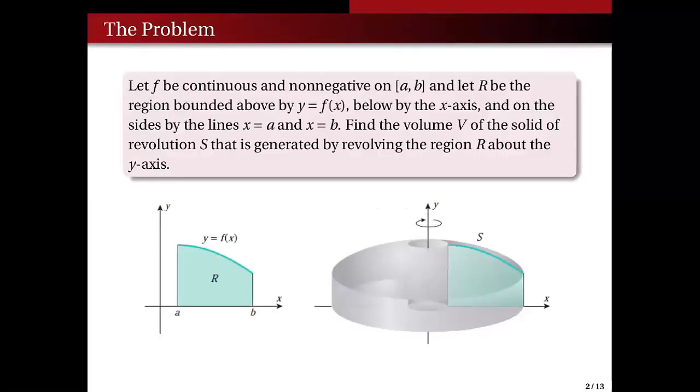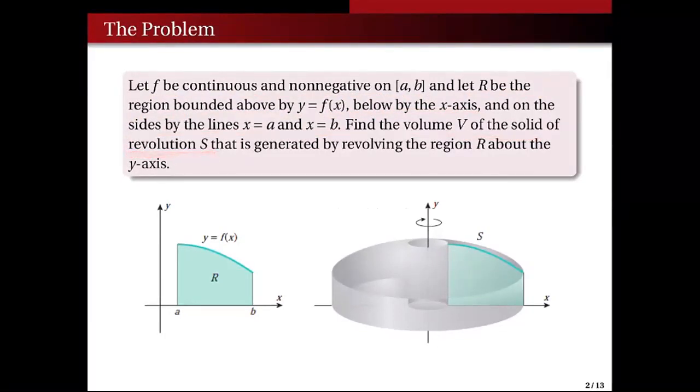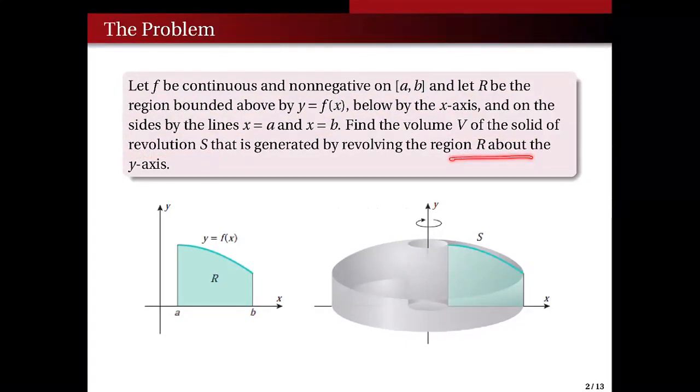So again, let us consider the volume problem. Here, we let f be a continuous and non-negative function on [a, b], and we let R be the region bounded above by the function y equals f of x, below by the x-axis, and on the sides by the lines x equals a and x equals b. Our goal is to find the volume of the solid of revolution S that is generated by revolving the region R about the y-axis.